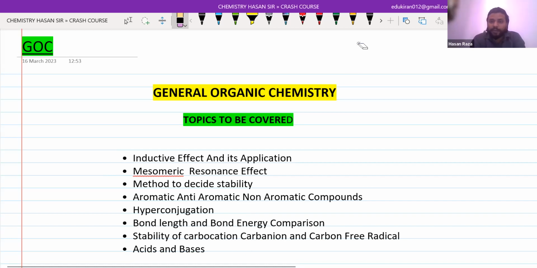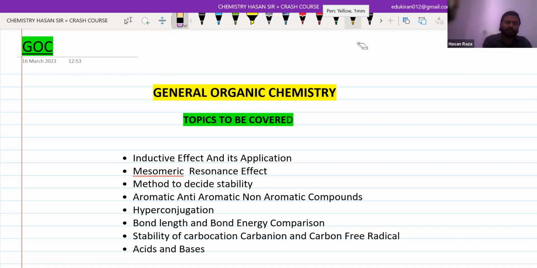So today we are going to start this chapter and complete this chapter as well. This GOC is the backbone of organic chemistry. So you have to be careful while solving these questions. Every question of organic chemistry can be related to this GOC. At the end of every question, we have to deal with GOC, that is general organic chemistry.